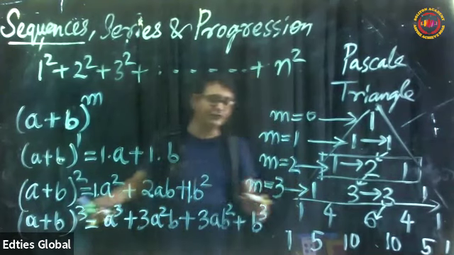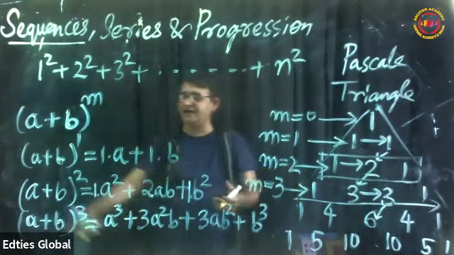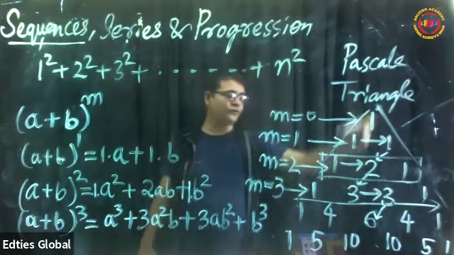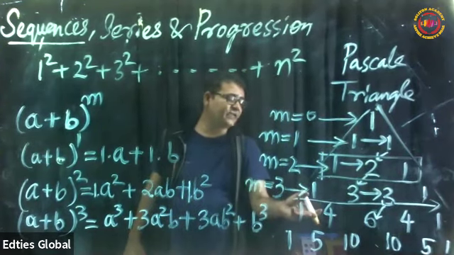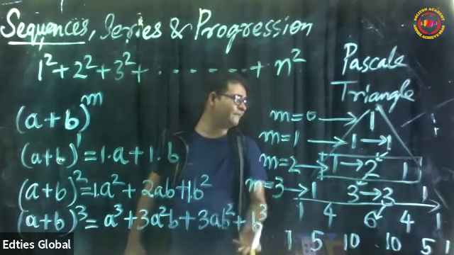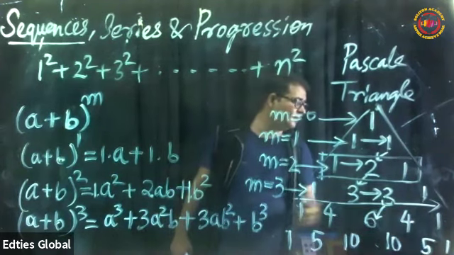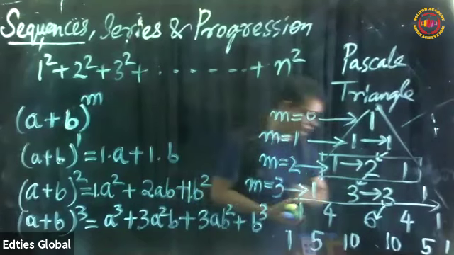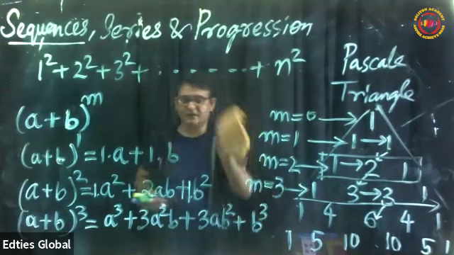Yes, sir. So if your friend asks you to do the expansion of a plus b to the power 5, what you can do is quickly make the Pascal triangle. This is m equal to 4, this is m equal to 5. You get all the coefficients: 1, 5, 10, 10, 5, 1. Now this story I said, so by general knowledge how things are done.